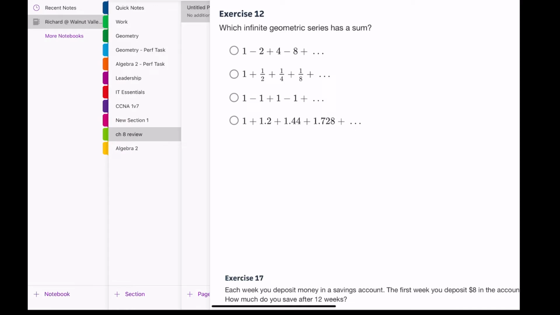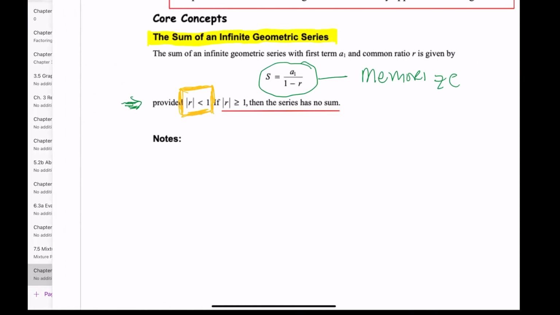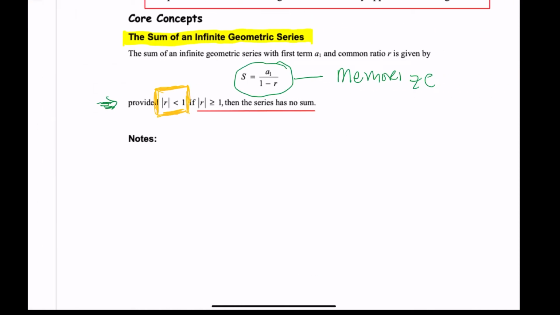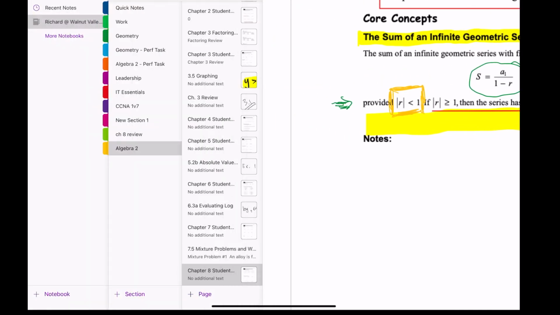If you recall right here from section 8.4, you could see that we have this equation, the sum of an infinite geometric series. And the biggest thing that you need to remember is this piece that I just highlighted, and that's where the absolute value of r needs to be less than 1. If it's not less than 1, then the series has no sum. Also, make sure you memorize that equation right there above.